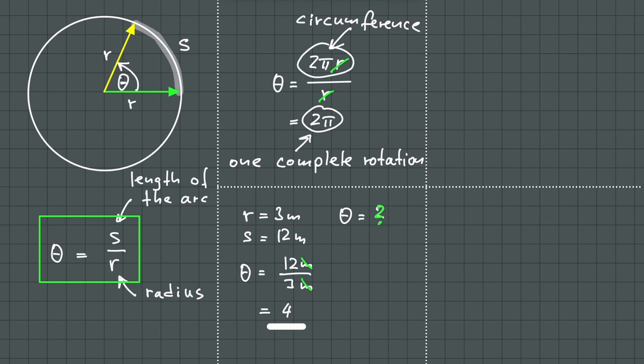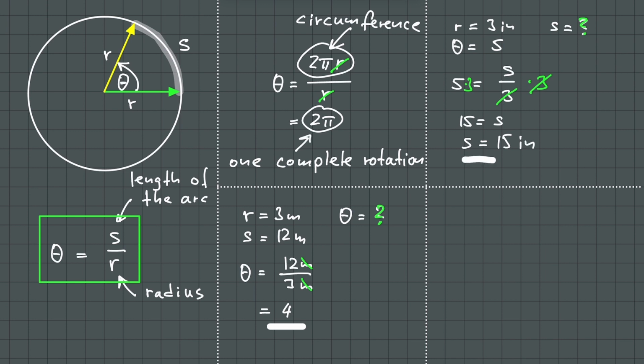Or let's say we have a radius of 3 inches and an angle of 5 radians. How can we find the length of the arc? First, we plug in theta and the radius. And after multiplying by 3 on both sides, we get 15 equals S. So the length of the arc is 15 inches. And we're done with this problem.